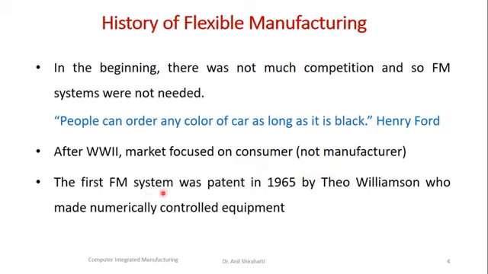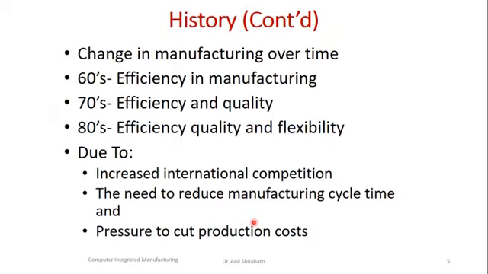The first flexible system was patented in 1960 by Wilson, who made numerically controlled equipment, that is the NC equipment. Now, in the 60s, as we studied, the main focus in manufacturing was efficiency, to reduce the cost. In the 70s, both efficiency and quality. In the 80s, efficiency, quality, and flexibility. Due to this, what happens? An increase in international competition happened, the need to reduce the manufacturing cycle time, and also pressure to cut the production cost.